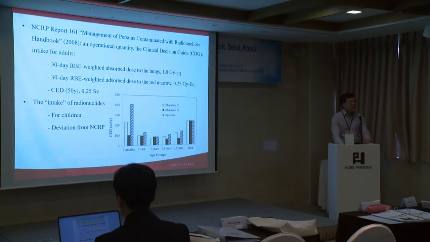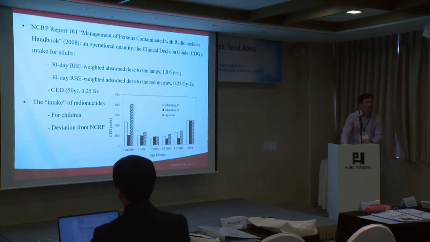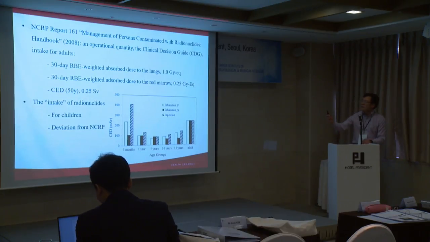I mentioned NCRP publication 161 just now, which is a good one, and it introduces a new operational quantity called the clinical decision guide. What does that mean? It means an intake of radionuclides which triggers medical treatment or medical intervention. A little bit hard to link this together, but it's true. It's the CDG, the clinical decision guide. The unit is becquerel.